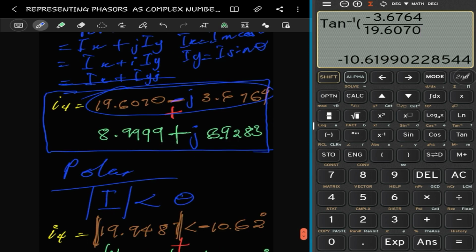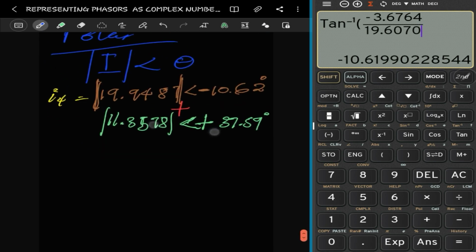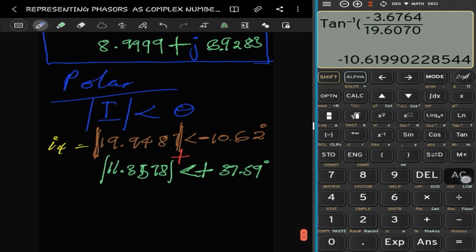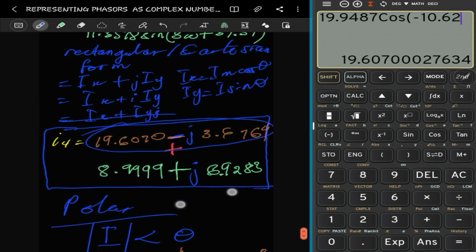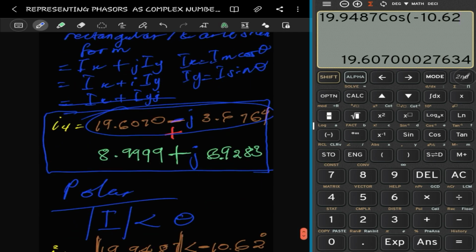We will try for this. You can try if you want. And then we take it back. We are trying to use this one as well, right? For the polar, right? So if you are trying to convert from the polar to the rectangular, that's what we do. You just take the maximum, which is 19.9487. If you want the x component, you do a cos, right? And you do minus 10.62, right? Yeah, so that gives you the x component, which is 19.6070.